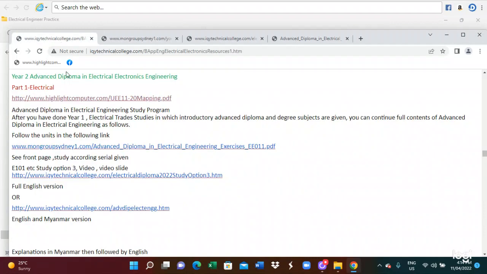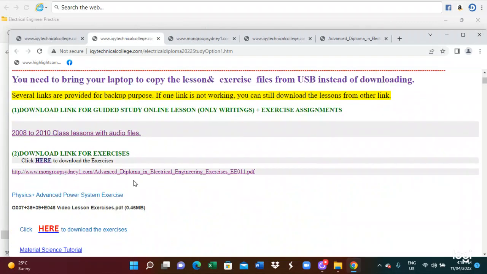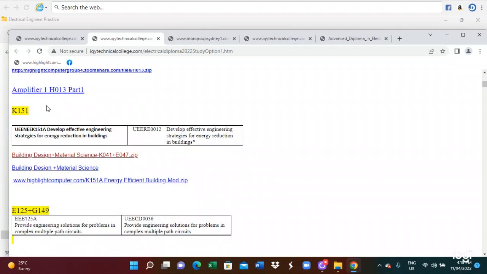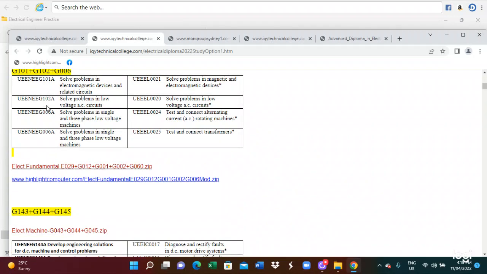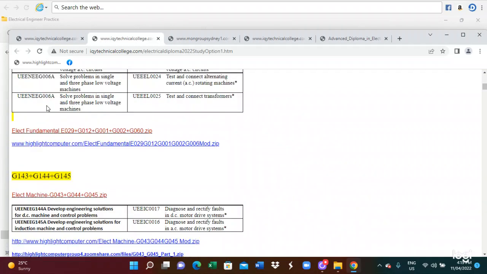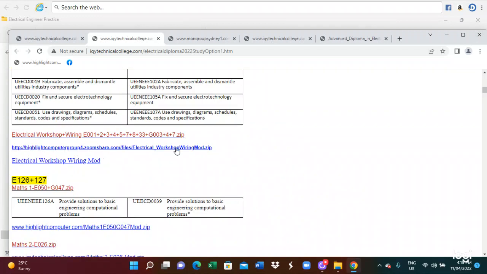After that, go to study option 1. Study option 1, click here, and here you can see the lesson notes. From here you can find the lesson note and download it. Appropriate are E101, E104 lesson notes, E105 is a DC circuit. So you can read E101, E104 here. Those lesson notes you can download, so you can read them as lesson notes.